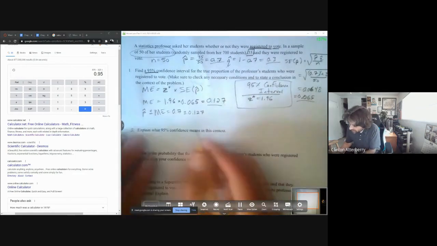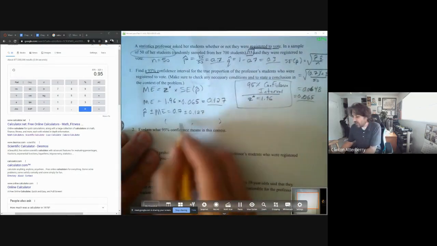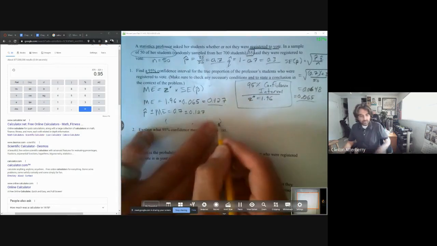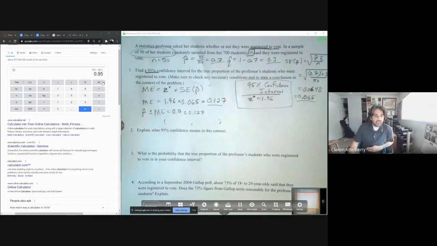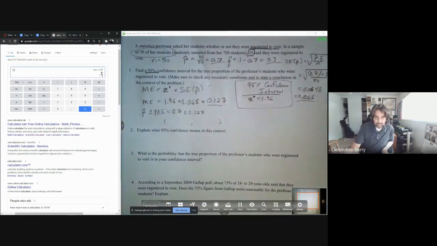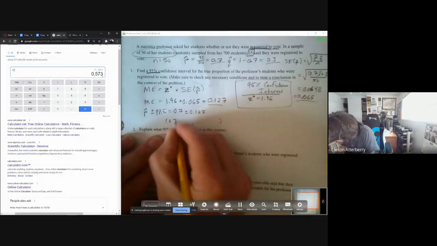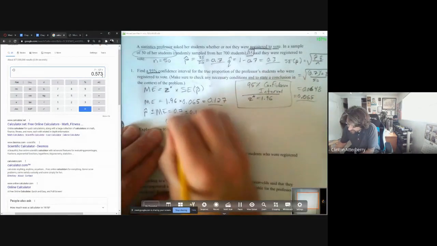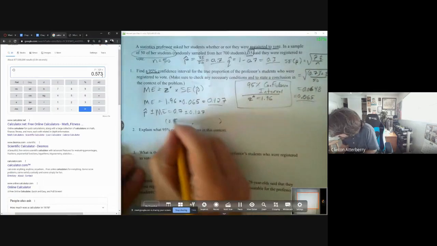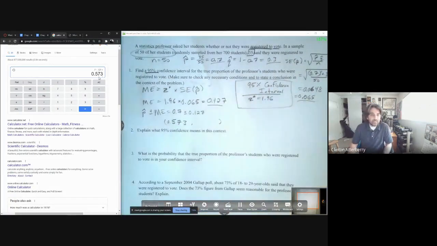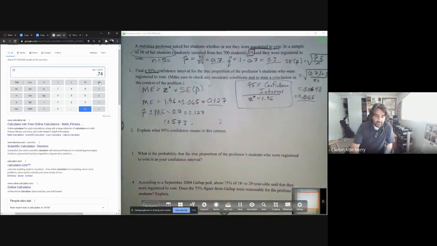So when I do this, I'm going to write it as a set of parentheses where the low number goes to the left side and the high number goes to the right side. So that is an interval. I'm going to say 0.7, take away 0.127. So that's like 70% minus 12.7%. So the small number is 57.3. So 0.573. And then the big number: if I take that 70%, 0.7, and I add that margin of error, 0.127, I get 0.827.